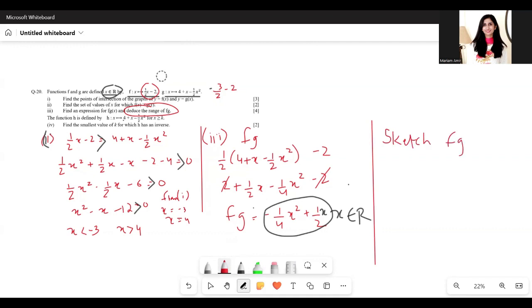Okay, so to sketch fg, I'm going to find the values of x first. That is the x-intercepts by equating fg to 0. So by making y 0, we get the x-intercept. So multiply both sides with -4 for simplicity. So we get x squared minus 2x is equal to 0. x common, x minus 2. So we're getting x is equal to 0 and x is equal to 2.